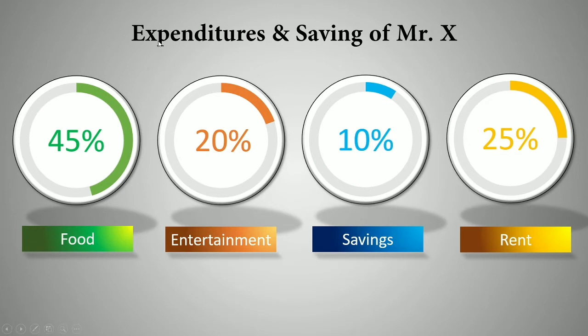So here is the expenditure and savings of Mr. X. This is out of the expenditure and savings of his income. He spends 45% on his food, 20% on entertainment, 10% savings, and 25% rent. You can use this infographic to show in your business presentation also, and for other purposes also. Today I am going to show you how to make this. So let's start.